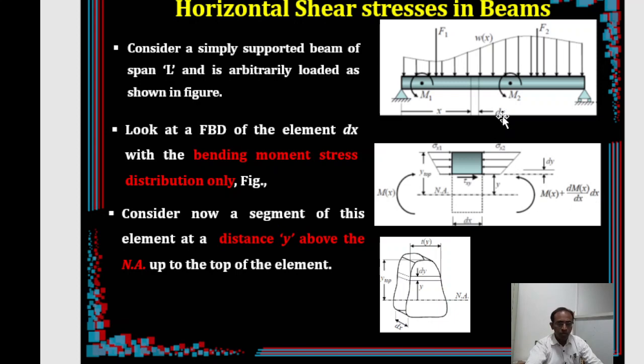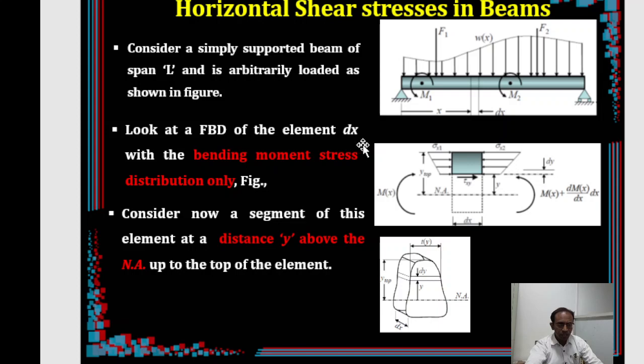Now I am interested to calculate the horizontal shear stress, which we are talking about, at a distance y from the neutral axis. So I have taken only that particular area where I am supposed to calculate the shear stress. So tau xy. As we told, this was the balancing force in the horizontal direction, in the process of balancing the unbalanced forces that are emanating from the unbalanced moments, right?